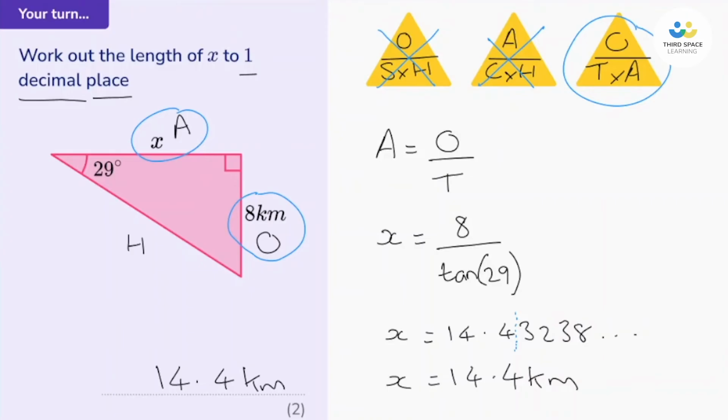Let's see where those marks come from. So we're going to get 1 mark for correctly identifying the correct trig ratio and substituting in the values. And the second mark comes from the answer.